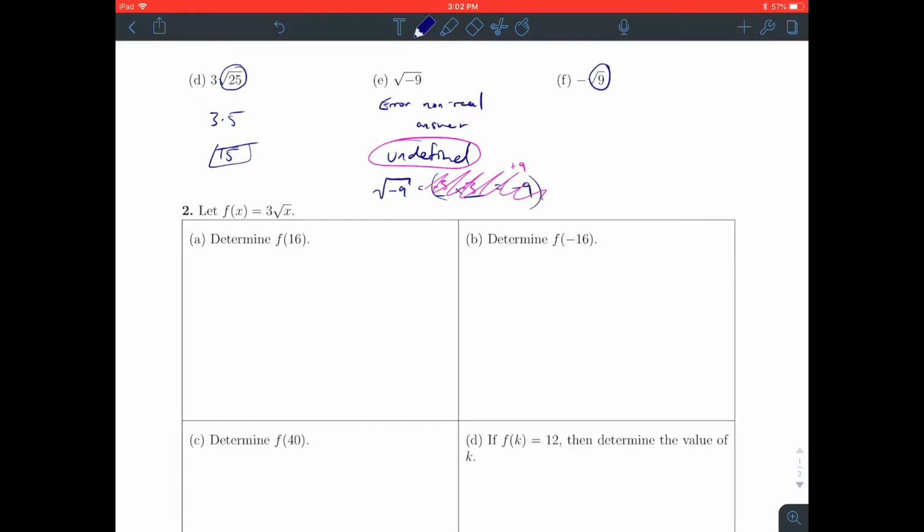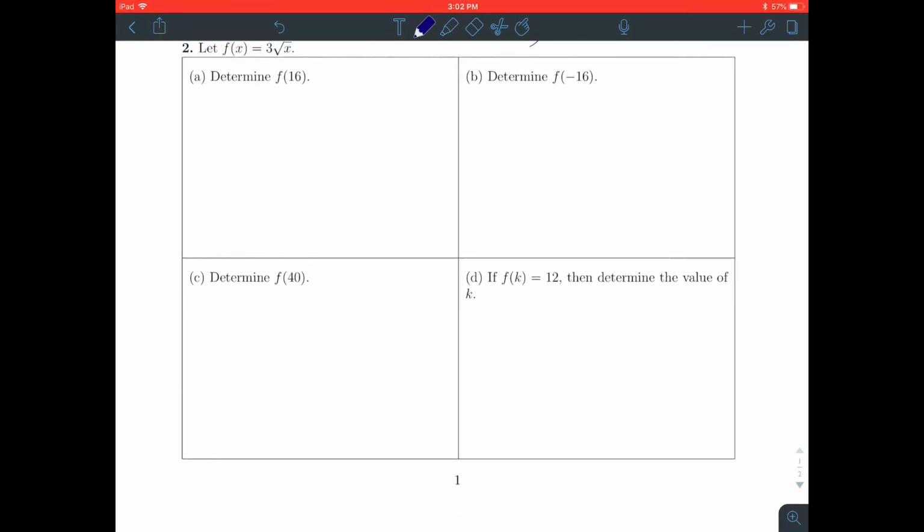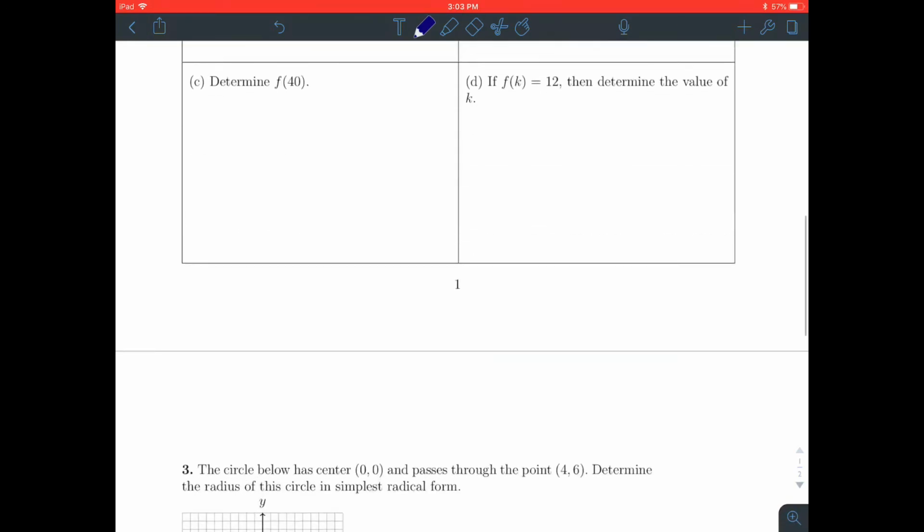Next up, we get negative square root of 9. Square root of 9, it's a perfect square, right? So we just get 3, and then the negative in front, so we have -3 as our final answer. For problem 2, I think you guys can do part A and B. So I'm going to look at C and D.